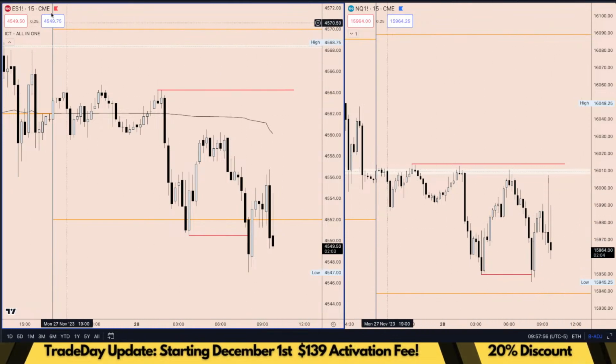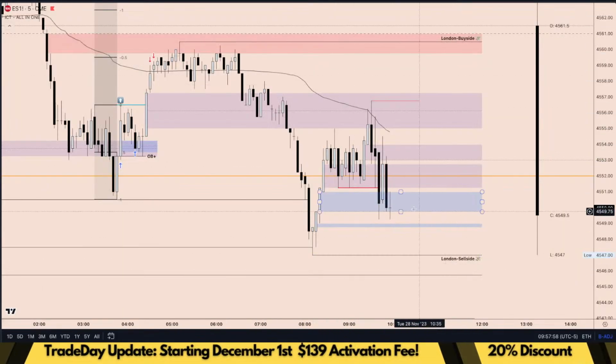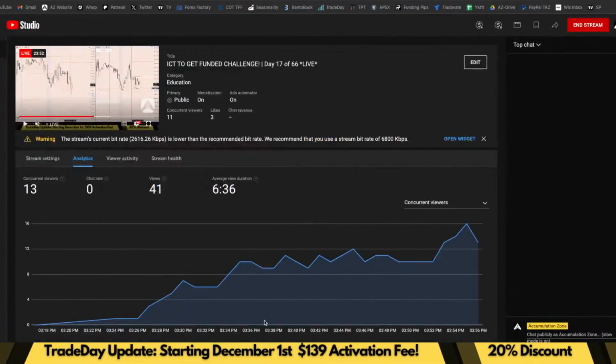Indices are still messing around. Let's see if we get the 5-minute candle close below here. And also check if we have any questions. Still not. Oh, goddamn.